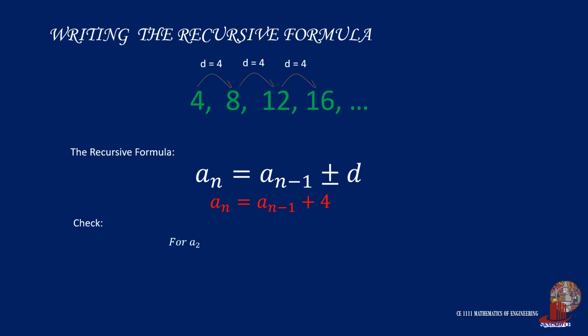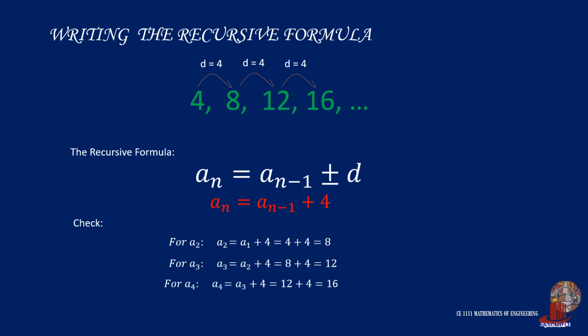So a sub 2 is solved by a sub 1 plus 4, and that is 4 plus 4, which is 8. A sub 3 is a sub 2 plus 4, and that's 8 plus 4, resulting to 12. A sub 4 is a sub 3 plus 4, or 12 plus 4, which is 16. Having all terms similar with the pattern, the rule is a sub n is equal to a sub n minus 1 plus 4.